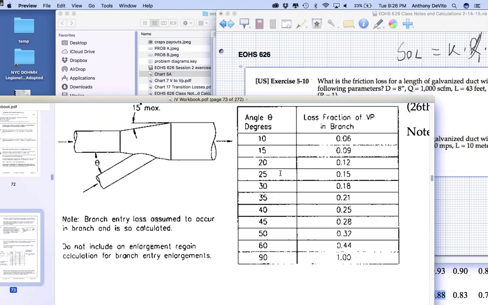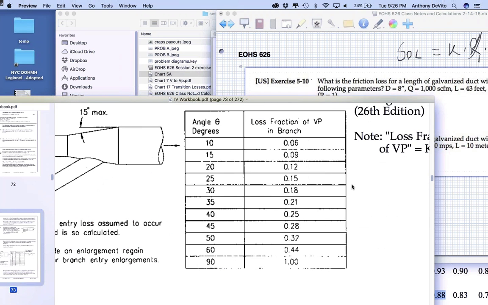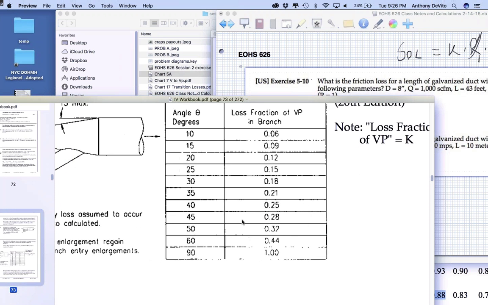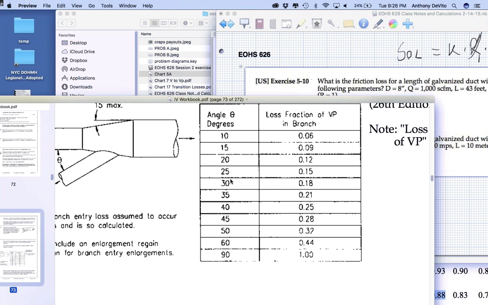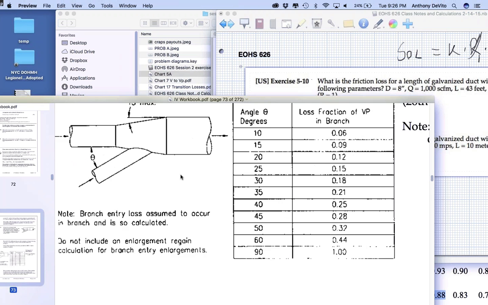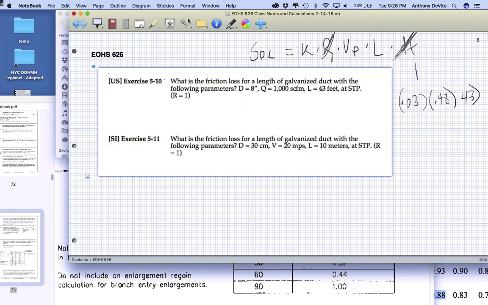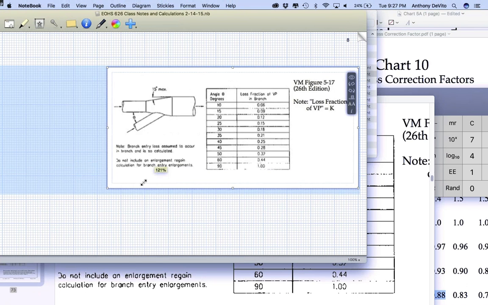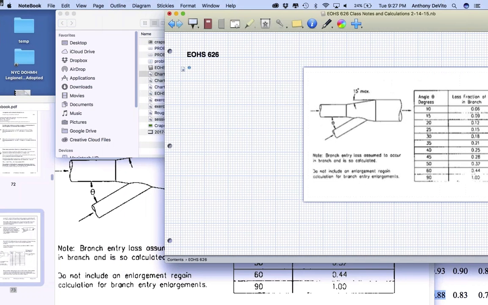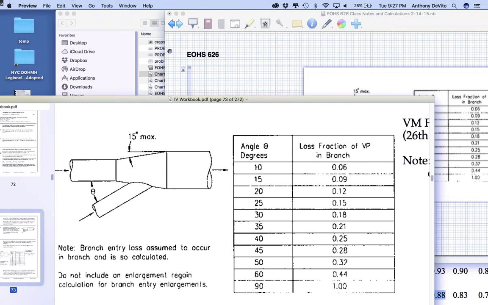They give you the chart here. The loss fraction, the K factor, for 30 degrees is 0.18. Loss fraction is the same thing as K. So if the velocity of air that's moving through here is 4,500 feet per minute, and the K factor for a 30 degree angle is 0.18, how much is it? What's our frictional loss there in static pressure? Well, we have our velocity, what was it again, 4,500? Let me find it. I need to go back here for the problem. 4,500 feet per minute, right? What's our velocity pressure for 4,500 feet per minute?